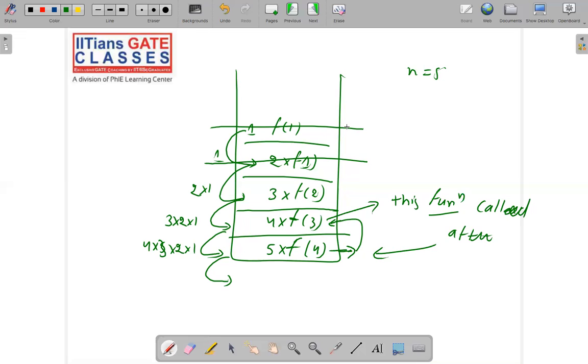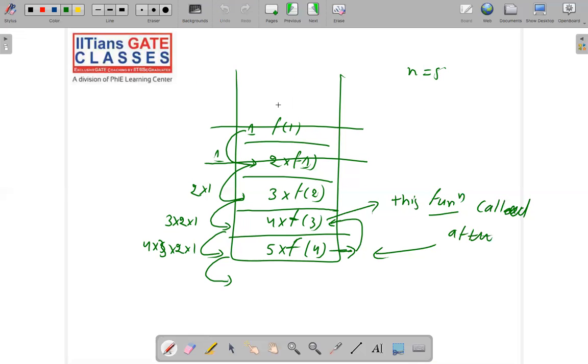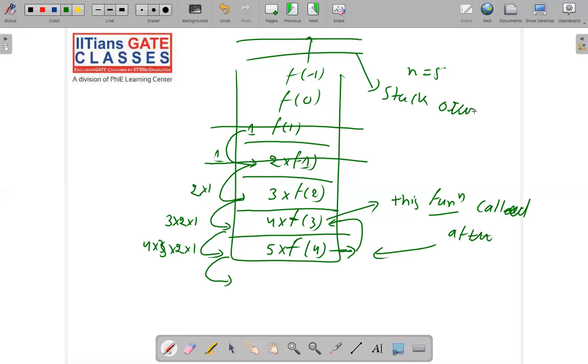We know that whoever was called last will return first. This policy will be followed. Whoever pushed last will be returned first. So using stack we can track that. If we haven't introduced this base condition here, n equal 0, it will keep on calling f0, f minus 1, and so on. And the stack has limited finite memory, so we will get a stack overflow error.